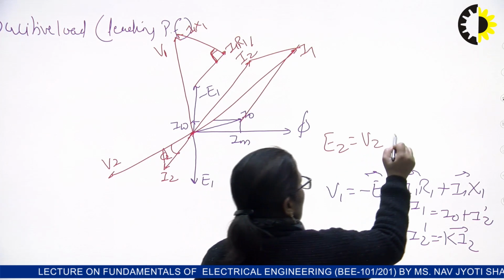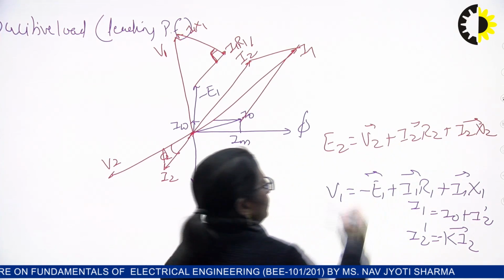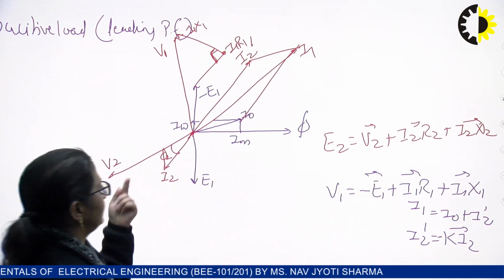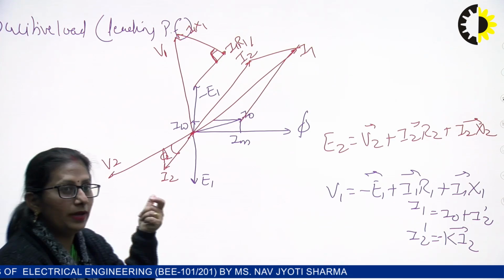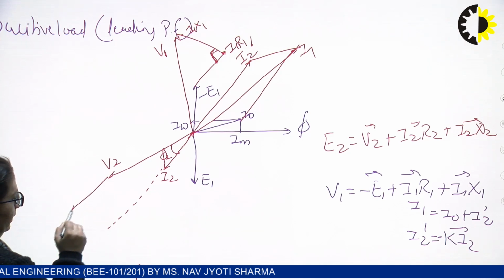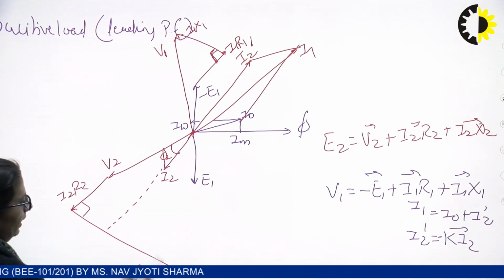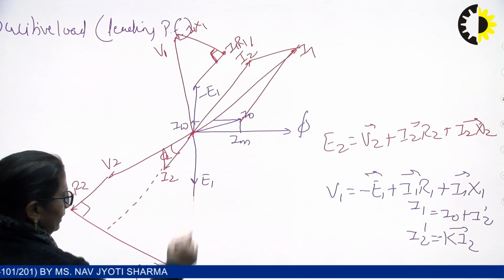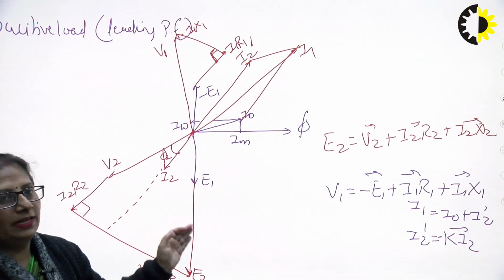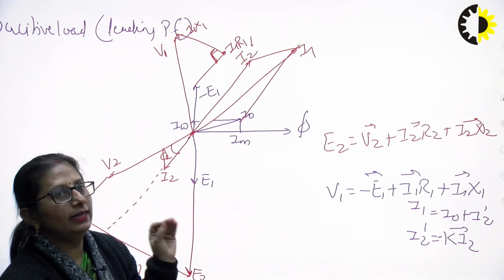Similarly, secondary side, the relationship is E2 is equals to V2 plus I2R2 plus I2X2. V2 is already there. Now what we want? I2R2 in same phase with I2, but needs to be added with V2. So let's just extend it, but add it in parallel with it. So this is I2R2 and 90 degree to it, we are having I2X2 and this complete is our E2. So this is the complete phasor diagram of the transformer working for a capacitive load or leading power factor load.